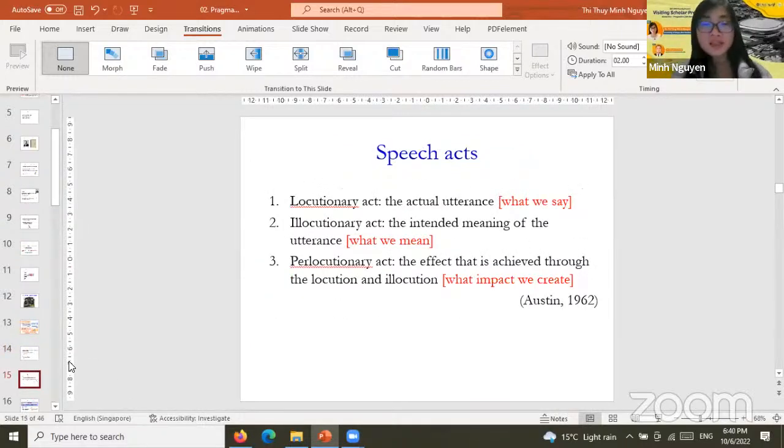So what are speech acts? According to Austin, when we do things or say things, we do three things at the same time. When we use words to get things done, we do three things at the same time. The first thing that we do is the act of saying something. We actually produce the utterance, and he calls it the locutionary act. The locutionary act is the act of producing the actual utterance: we put words together, we articulate it, and we pronounce it.